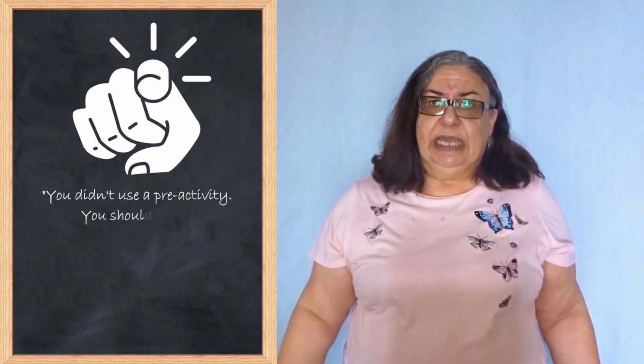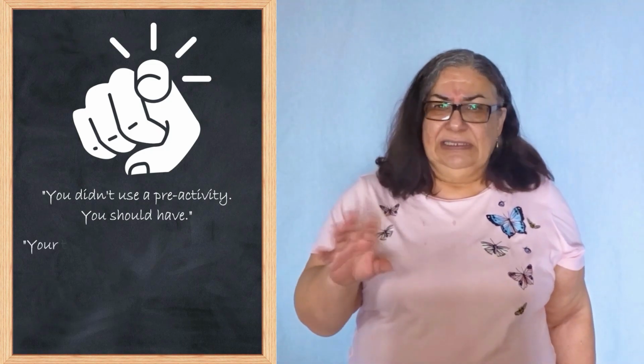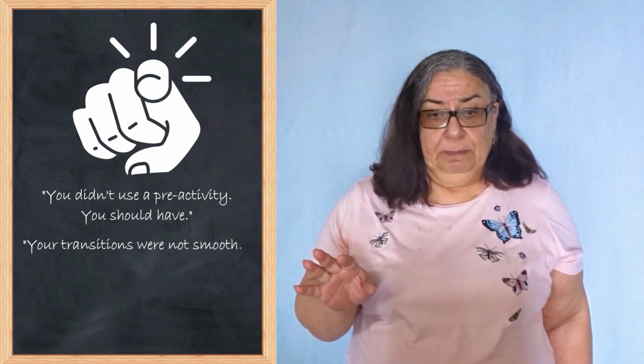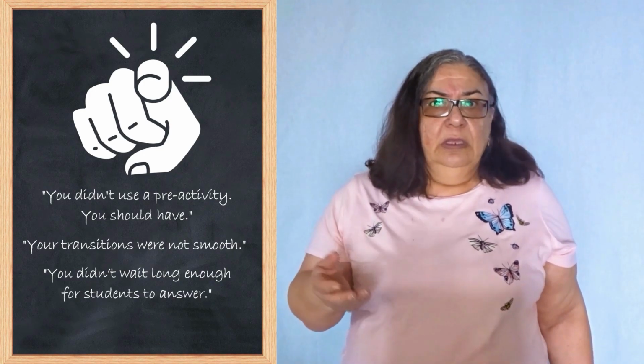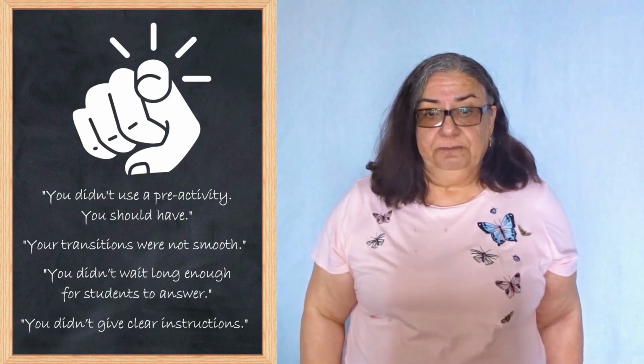If the language of the feedback is confrontational, the listener will become defensive and will stop listening. When the feedback begins with "you," it sounds like an accusation and it becomes personal. For example, if as the observer I say, "You didn't use the pre-activity, you should have." Or "Your transitions were not smooth." "You didn't wait long enough for students to answer." Or "You didn't give clear instructions."